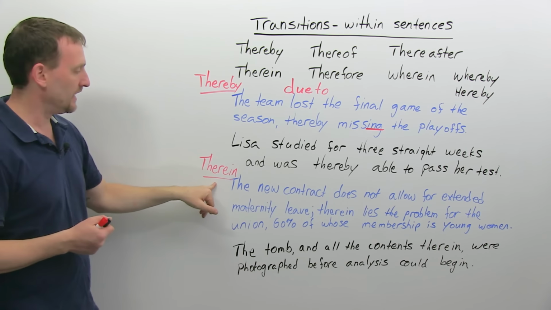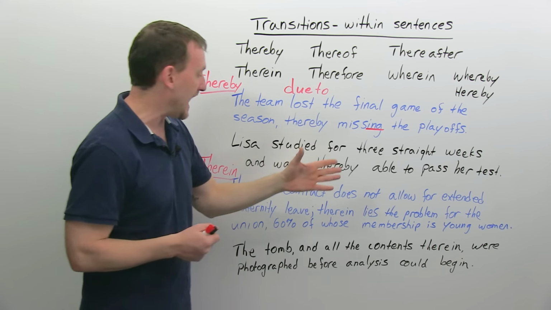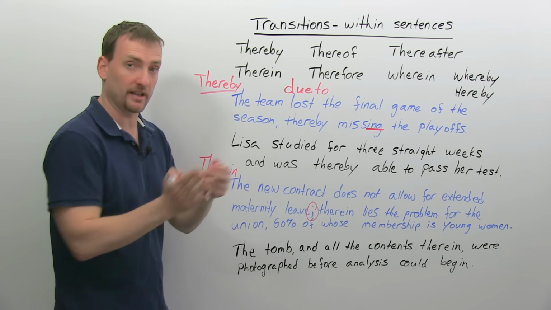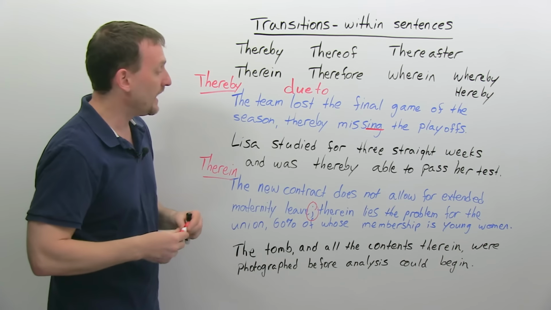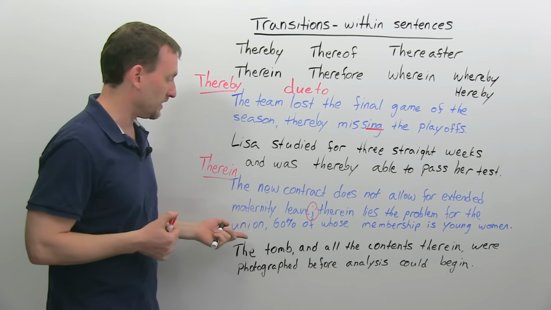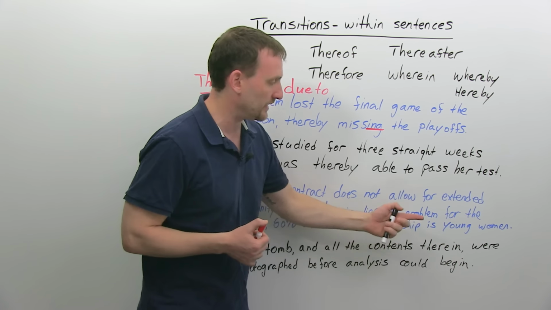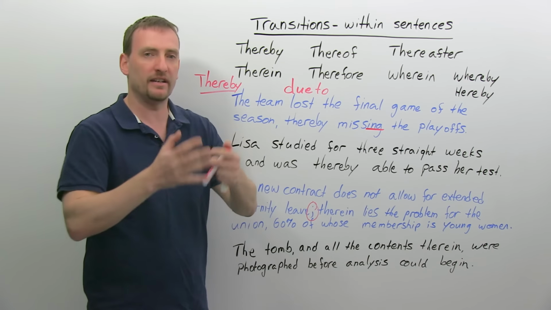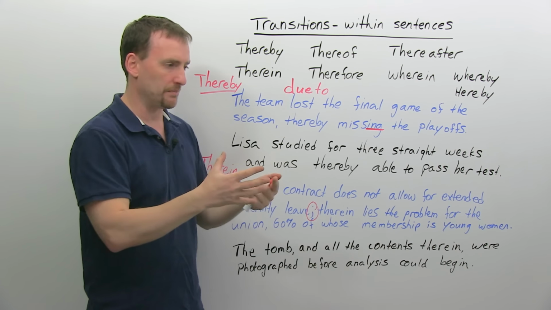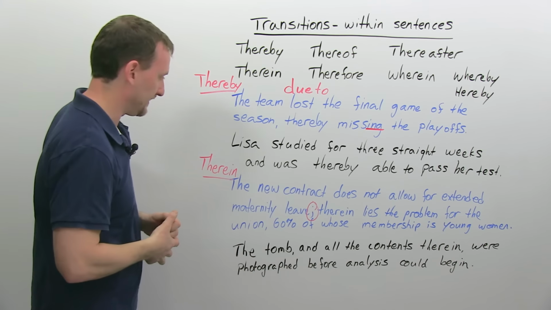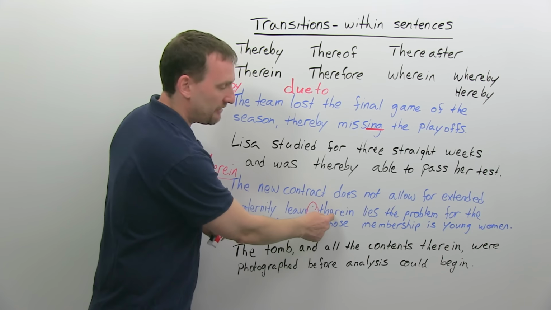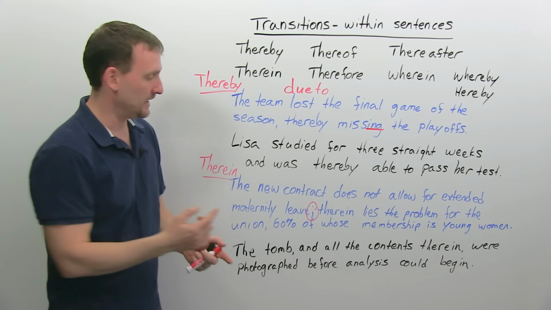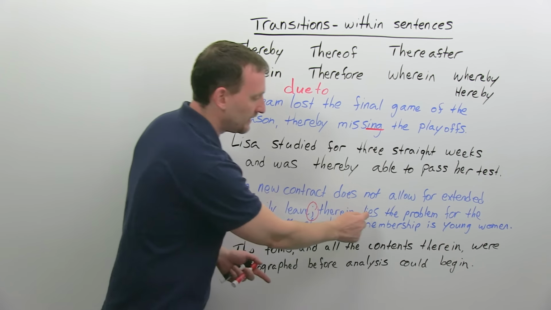Let's look at therein. The new contract does not allow for extended maternity leave. Here I'm using the semicolon. I'm going to give you the next idea. So this is like a conjunction. Therein lies the problem for the union, 60% of whose membership is young women. So therein basically means in that, or into that situation, problem, position, state, etc. So therein means in what? In this situation, in this new contract, there's a problem. So therein, in this new contract, lies the problem.